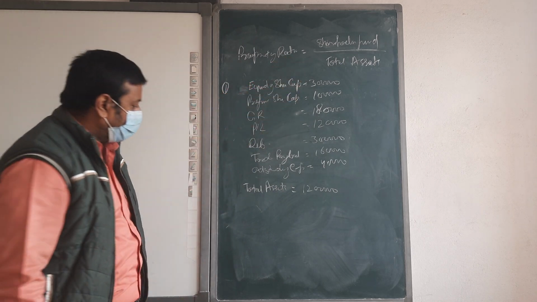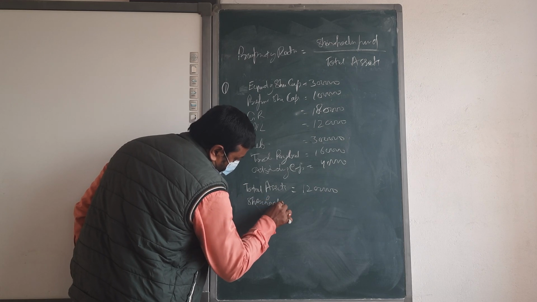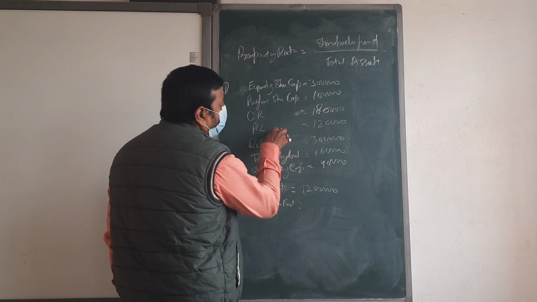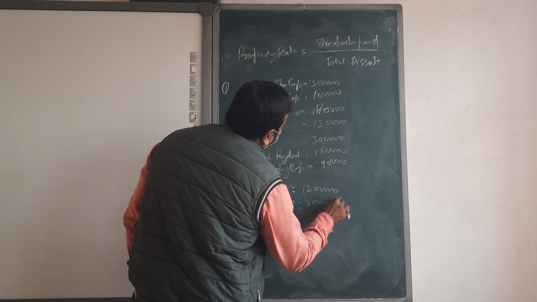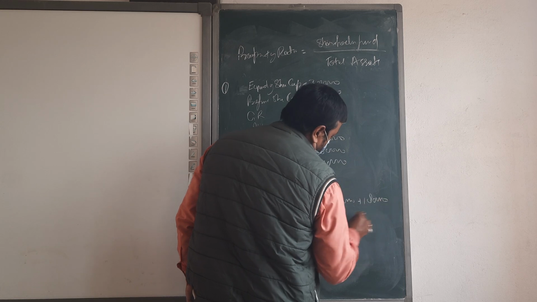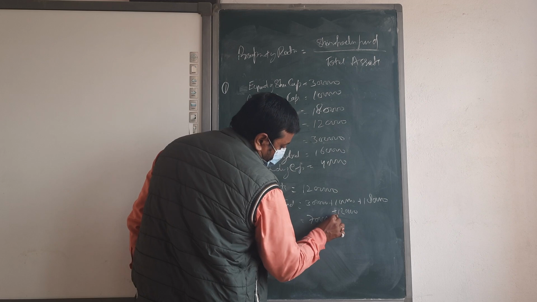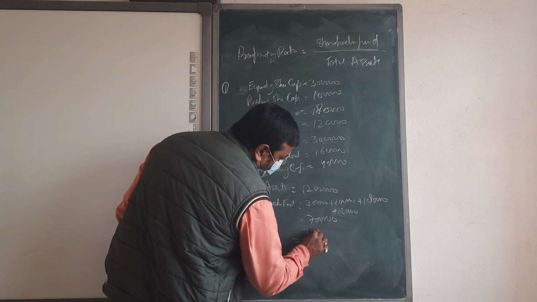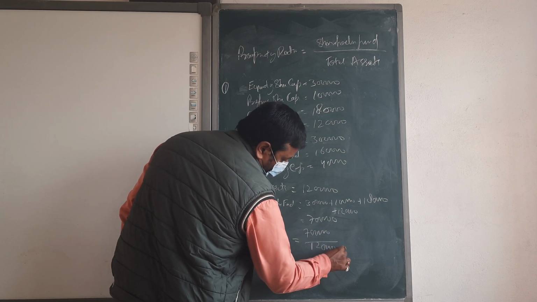Shareholder fund is equal to equity, preference, general reserve, and profit and loss balance. These four. It means 3 lakh plus 1 lakh plus 1,80,000 plus 1,20,000 is equal to 7 lakh. Now proprietary ratio is equal to 7 lakh upon 12 lakh. Okay, beta?